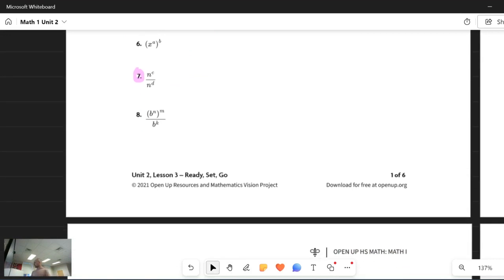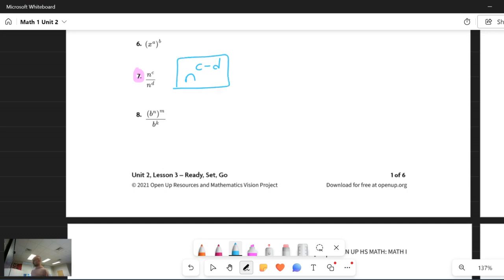For problem number 7, we're going to look and say, all right, we've got n to the c power over n to the d power. This means we've got the same base. It's a division sign, which means we're going to do subtraction. Because we don't know what's larger, we're just going to say the numerator minus the denominator. So our base stays the same, and then it just becomes n to the c minus d power. We don't know what that's going to come out to be, but we're all done from there. And so that's all right.